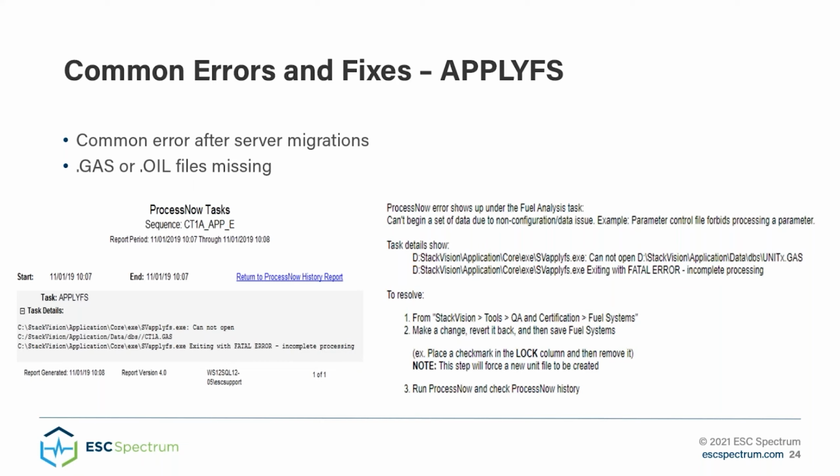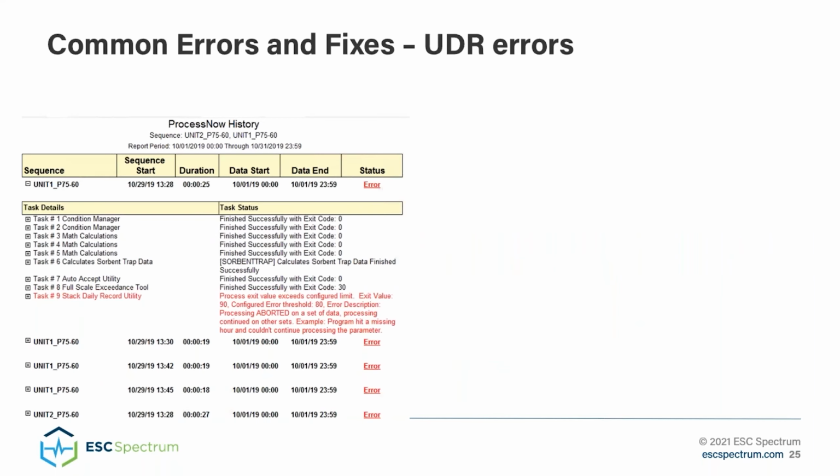And usually this one is quick, you just go into your fuel systems, you make a change such as placing a check mark on a lock column and then removing it. And then we want to save that and then rerun our ProcessNow and check our ProcessNow history to make sure that has completed successfully. So that's kind of how you fix the apply FS.